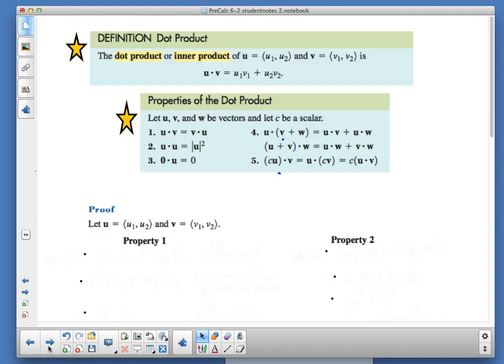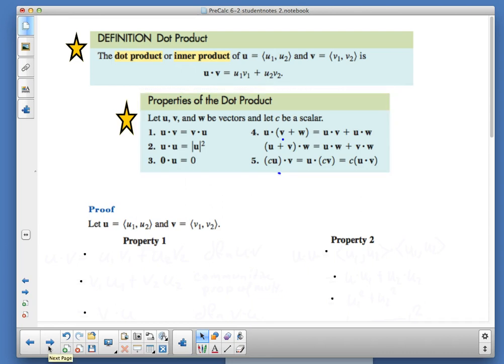Now, the definition of a dot product. I just take the a term times the a term, the b term times the b term, and find their sum, the sum of the two terms' products. And now we have properties of the dot product, where we let u, v, and w be vectors. I can talk about the dot product being commutative, and that's what this shows. The order doesn't matter when I do the dot product.